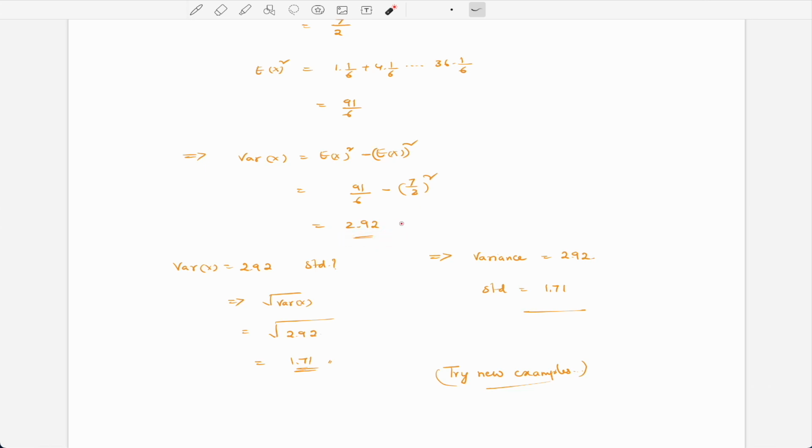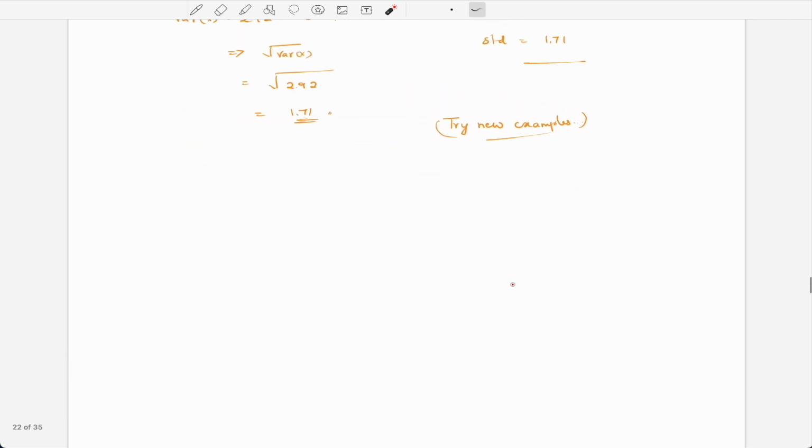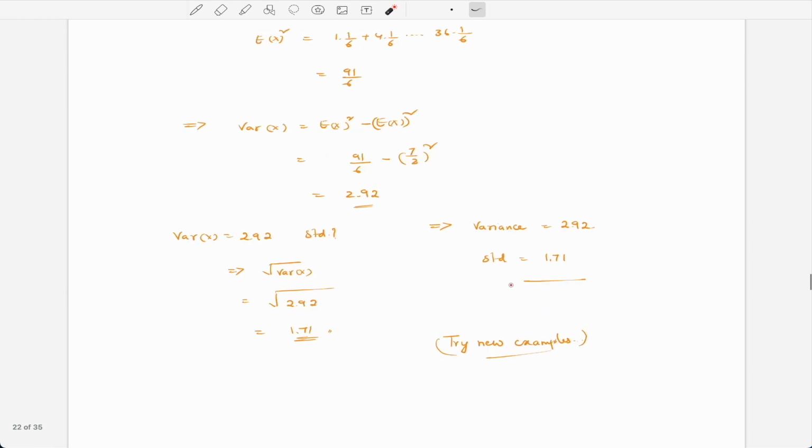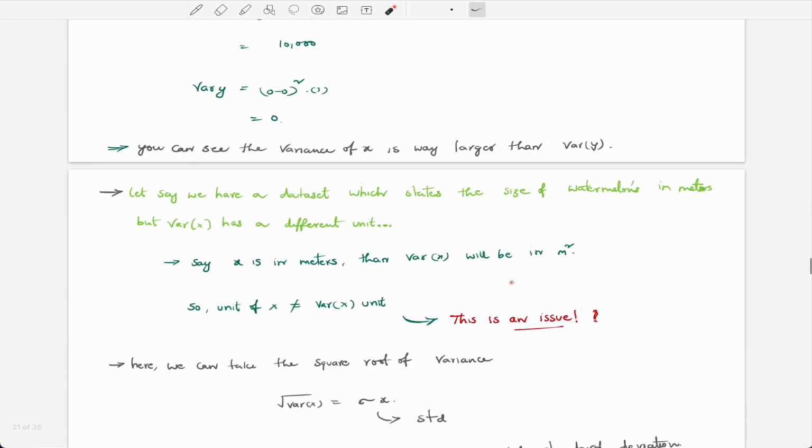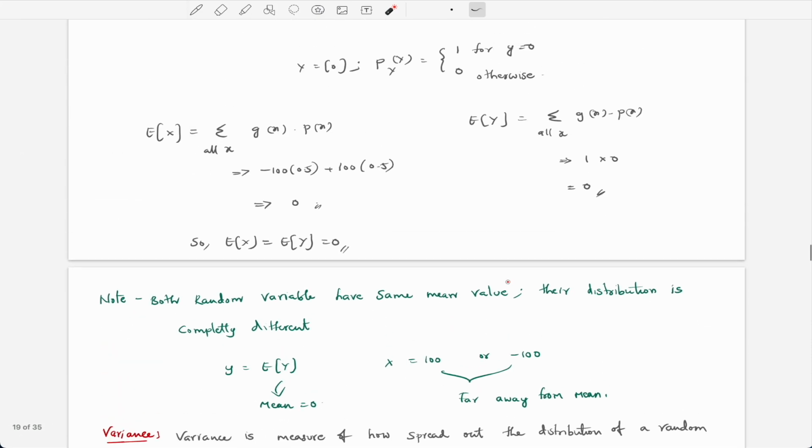After the variance, how are we going to find the standard deviation? We simply take the square root of that variance. The standard deviation is simply the square root of the variance, and the square root of 2.92 is approximately equal to 1.71 here. So this is the variance, and this is the standard deviation, right? I want you to try new examples, so it will give you practical hands-on experience, and you will remember if you practice more.